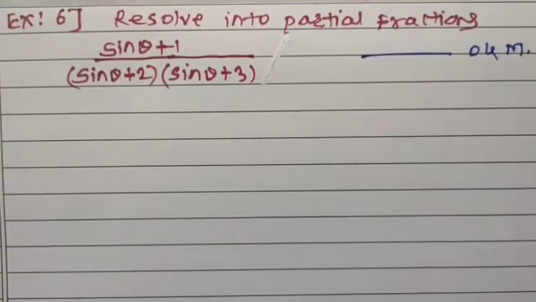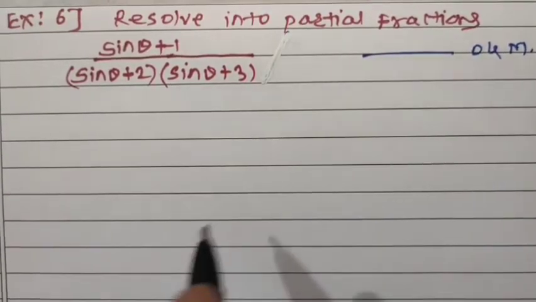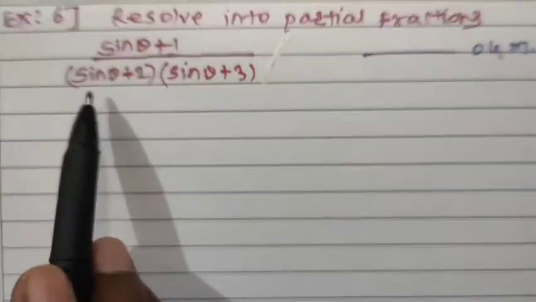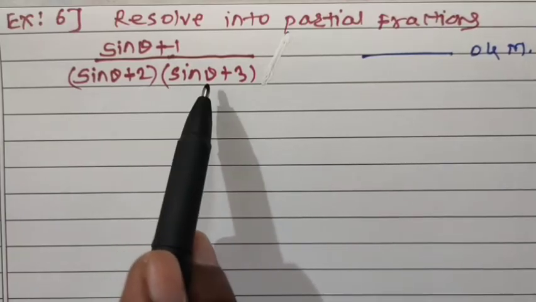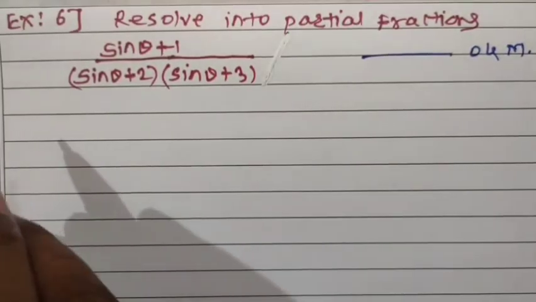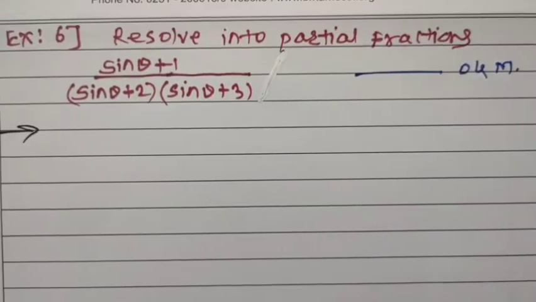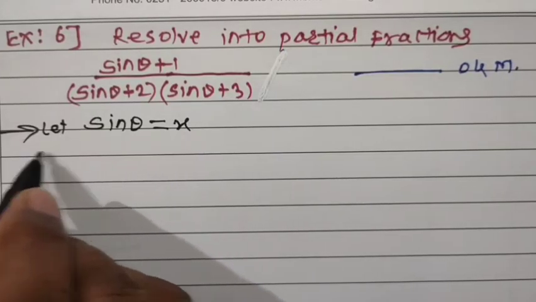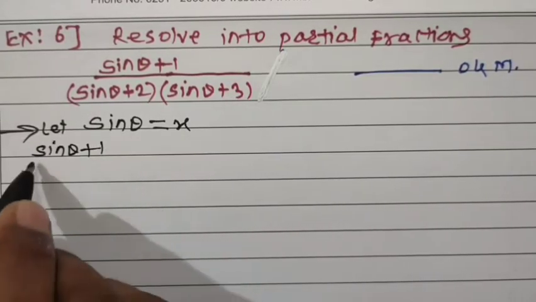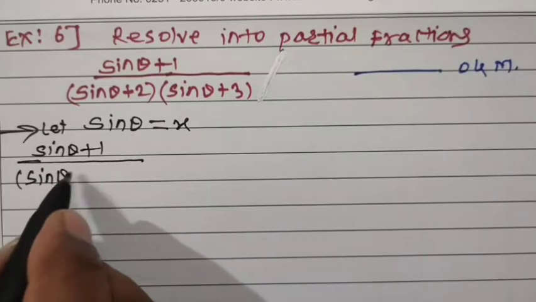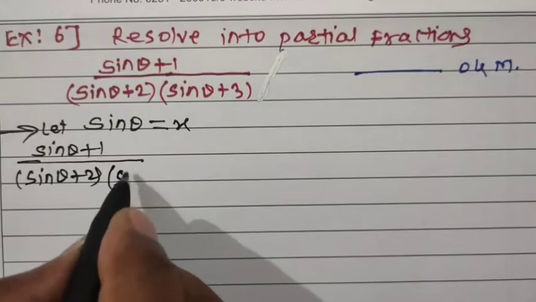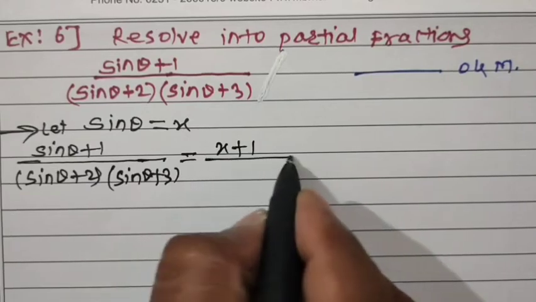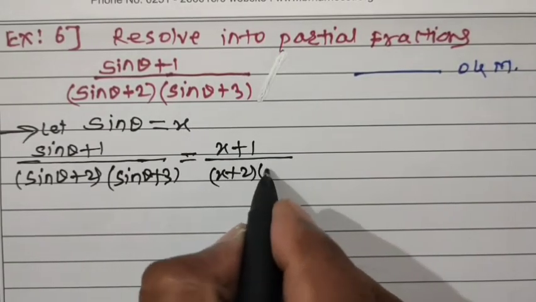Let us solve sum number 6. Resolve into partial fractions. Given rational function is sin theta plus 1 divided by first bracket sin theta plus 2 and second bracket sin theta plus 3. Okay, to solve this sum, first of all we have to assume sin theta is equal to x. So given rational function becomes sin theta plus 1 divided by sin theta plus 2 in another bracket sin theta plus 3. This is equal to x plus 1 divided by x plus 2 into x plus 3.